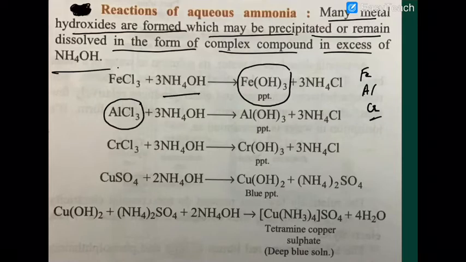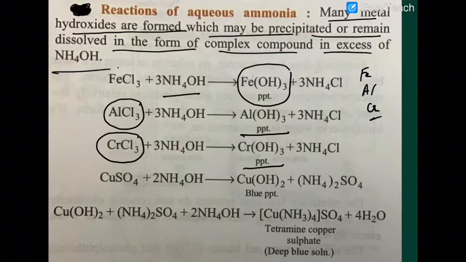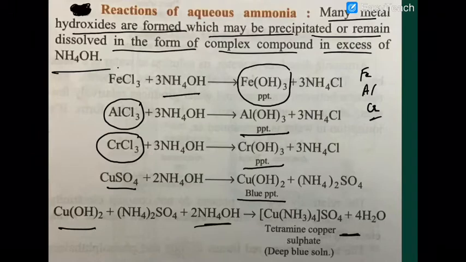With AlCl3, you will get a gelatinous PPT of aluminium hydroxide. In case of chromium, you will get a green PPT of chromium hydroxide. In case of copper sulfate, you will get a blue PPT of copper hydroxide which dissolves in excess of ammonia to form a soluble deep blue complex. So in case of iron, aluminium and chromium, the PPT is not soluble in excess of ammonia.